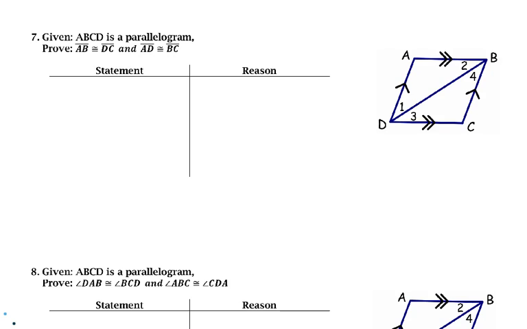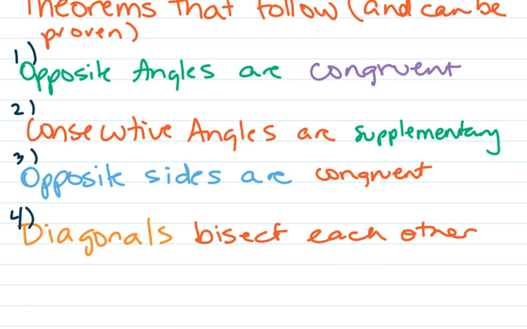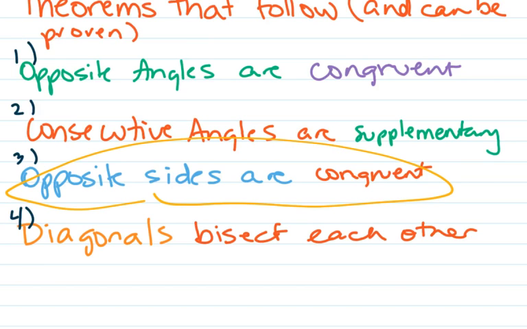Okay, number 7, given ABCD as a parallelogram, prove that AB is congruent to DC and AD is congruent to BC. So we're going to prove that theorem that says that the opposite sides are congruent. So right here, we're going to prove this right now. Okay, so we're going to prove it.